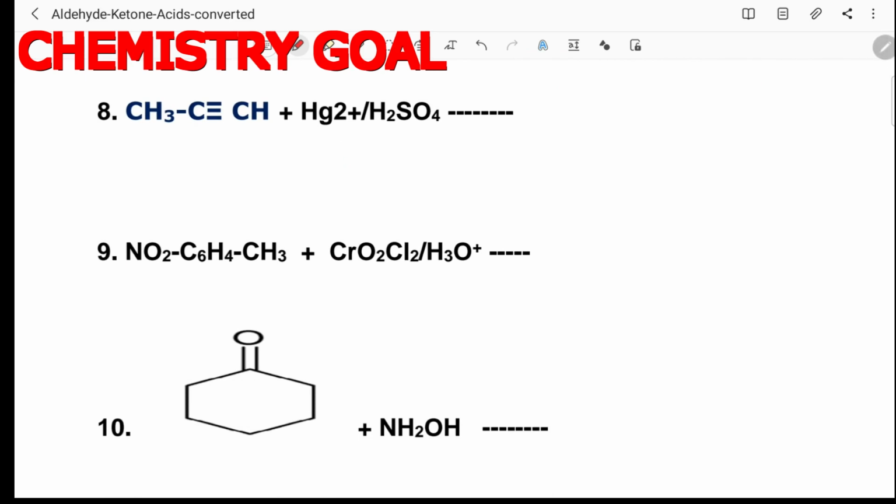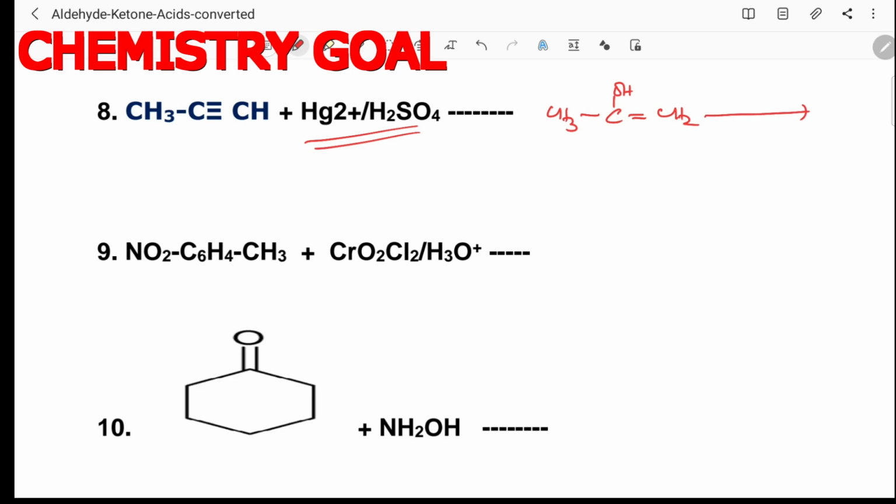Here the reaction is hydrolysis of alkyne in presence of mercury sulfate and concentrated sulfuric acid. Here a 2-step process takes place. In the first step, a water molecule is added as OH, then double bond CH2. First step, this is CH3COH double bond CH2, first addition.